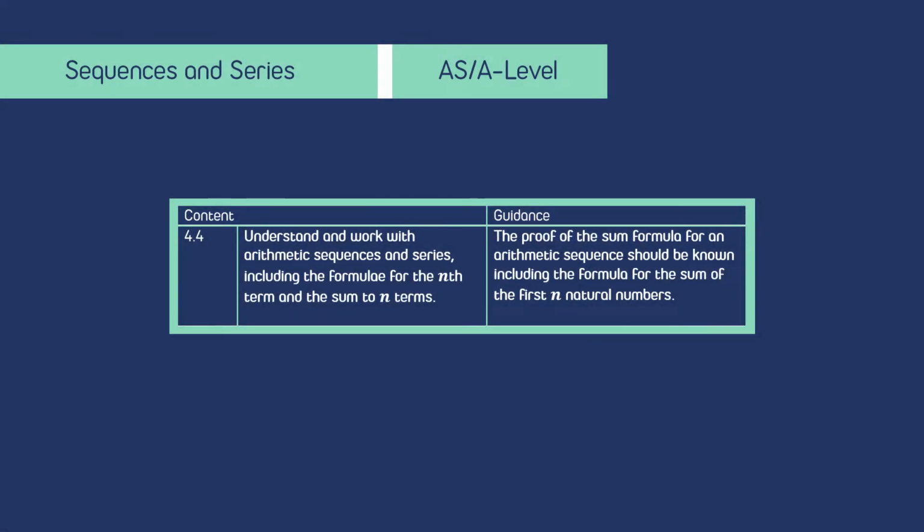This is the first video in a series looking at the sequences and series part of the A-level. In this video we will focus on arithmetic sequences and series, and as you can see from the specification, you are required to know the formula for the nth term and the sum to n terms. We will also look at the proof for the formula for the sum of n terms and the first n natural numbers.